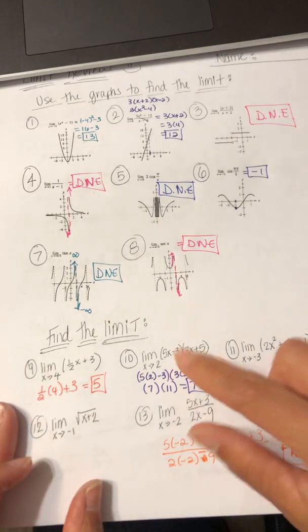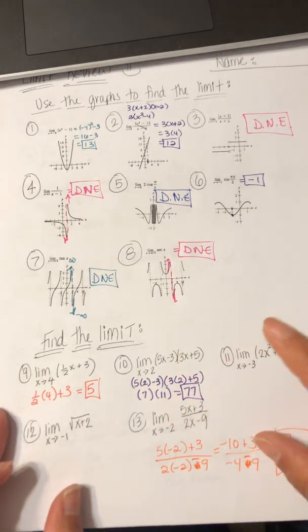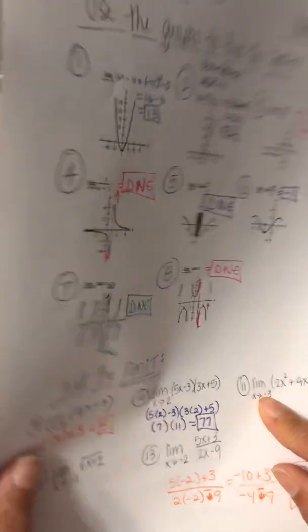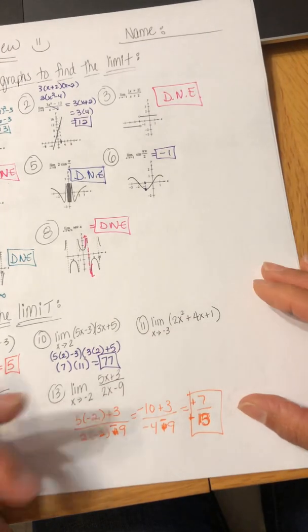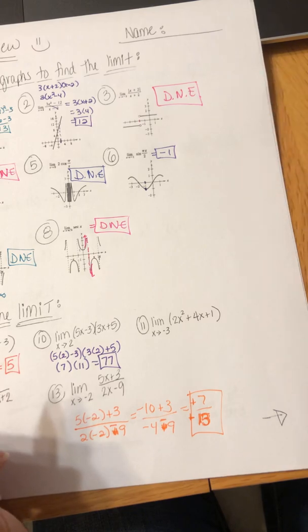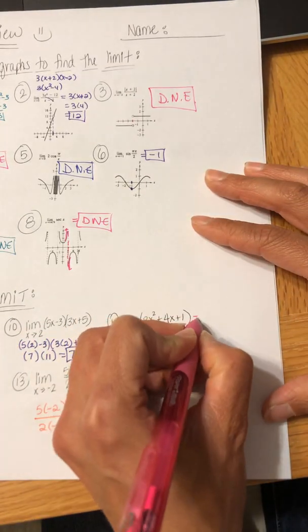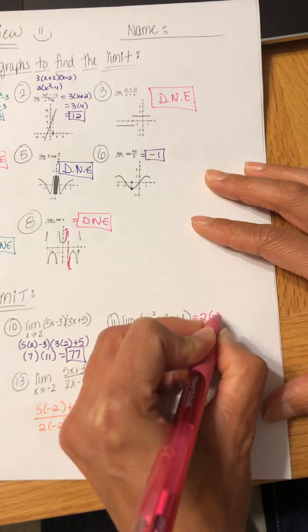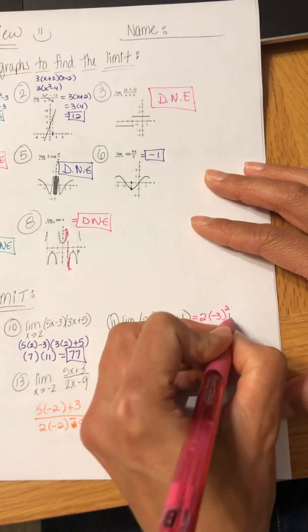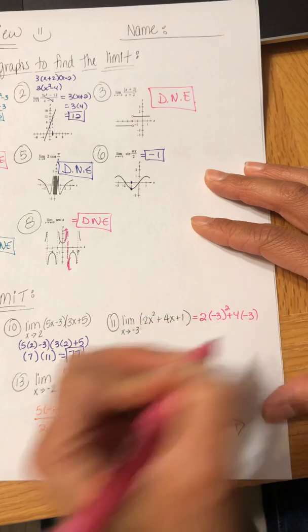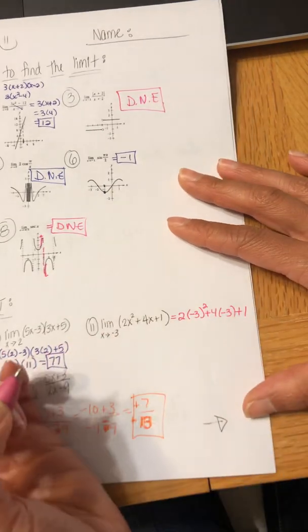All right, I accidentally did number 10 in the last video, so we're on to 11. And it is the limit as x approaches negative 3 of 2x squared plus 4x plus 1. So I just have to plug in a negative 3 for x. So 2 times negative 3 squared plus 4 times negative 3 plus 1.